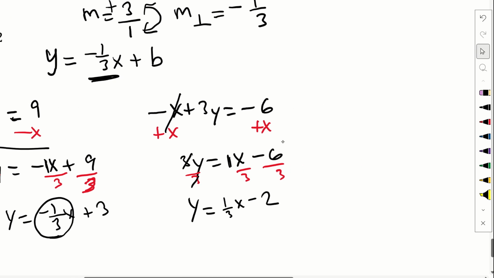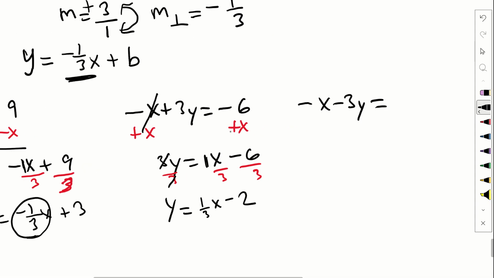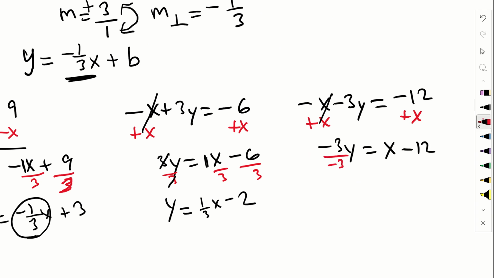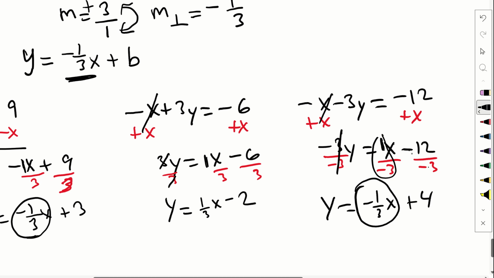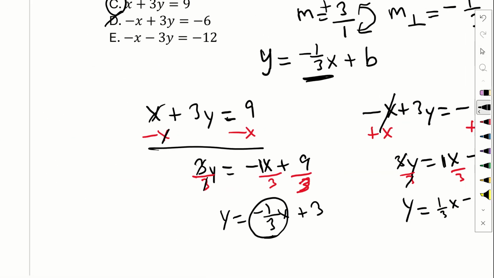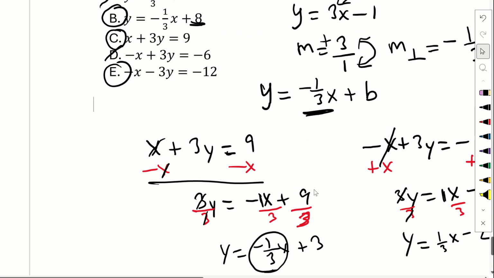Then let's test the last one: negative x minus 3y equals negative 12. Let's solve for y and get rid of this x, so we're going to add it to both sides. Then we're going to divide by negative 3, because we have to get rid of that negative 3. There's an invisible 1 here, so this is actually negative 1/3. And negative 12 divided by negative 3 is positive 4. Well, there's that negative 1/3 that we wanted, and therefore it has to be perpendicular. So this is the right answer. We got 3 answers here: B, C, and E.